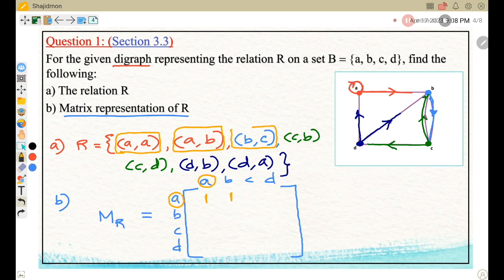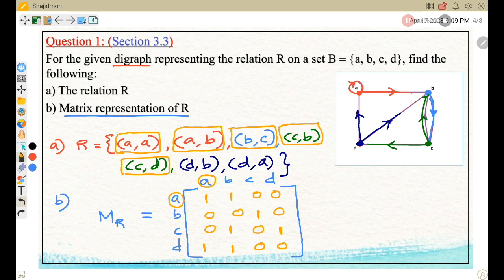Now B to C, there is one edge from B to C, so we put 1. Next, C to B, there is one edge from C to B, so we put 1 here. Then in a similar way we can represent the others. Next is CD, so C to D there is one edge, and DB is here. Then DA is here, correct? All other positions we can put 0. So 1 1 0 0 here, and 0 0 0 here, and 0 0 here, 1 1 0 0. Okay, so this is the matrix representing that relation.